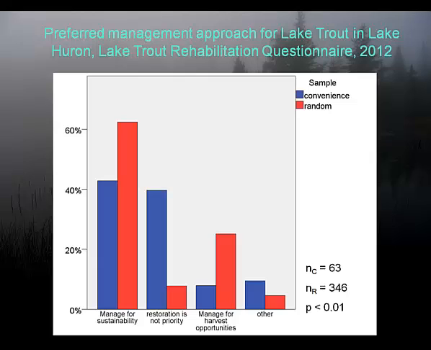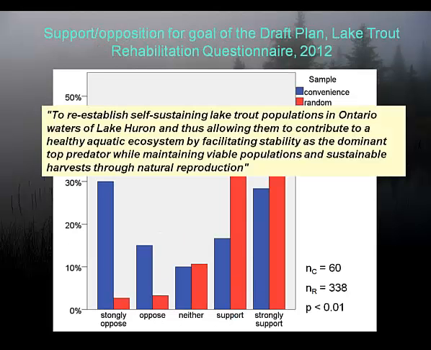This next question is the preferred management approach for lake trout in Lake Huron. Manage for sustainability on the bottom there, restoration is not a priority, manage for harvest opportunities, or other. You can see that for the random group, certainly the highest proportion wanted us to manage for sustainability, and it was a real split in the convenience sample between managing for sustainability or restoration not being important to them. So again, this seems to be a real split down the middle in the convenience sample.